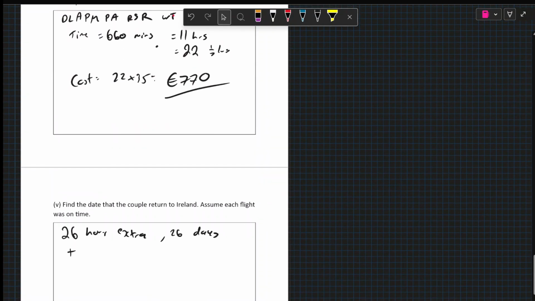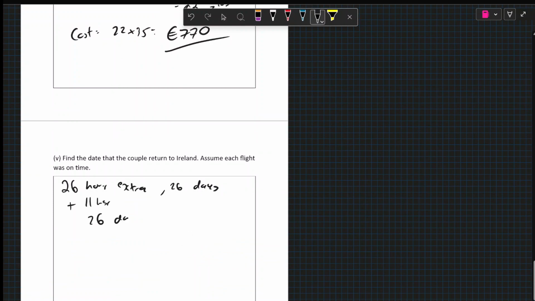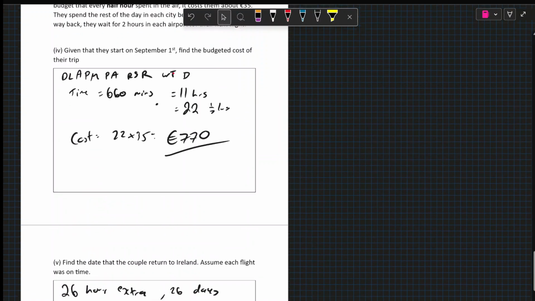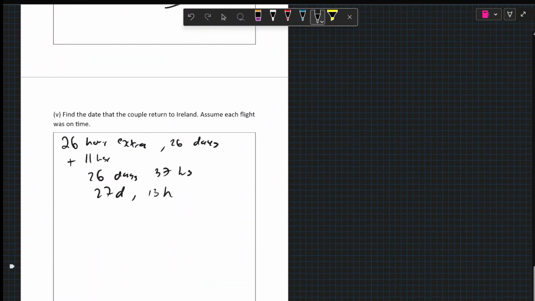Plus the time, which is another 11. So the total time will be 26 days, 37 hours, which we can write as just 27 days. Taking 24 off of that becomes 13. So 27 days after September 1st is September 28th.